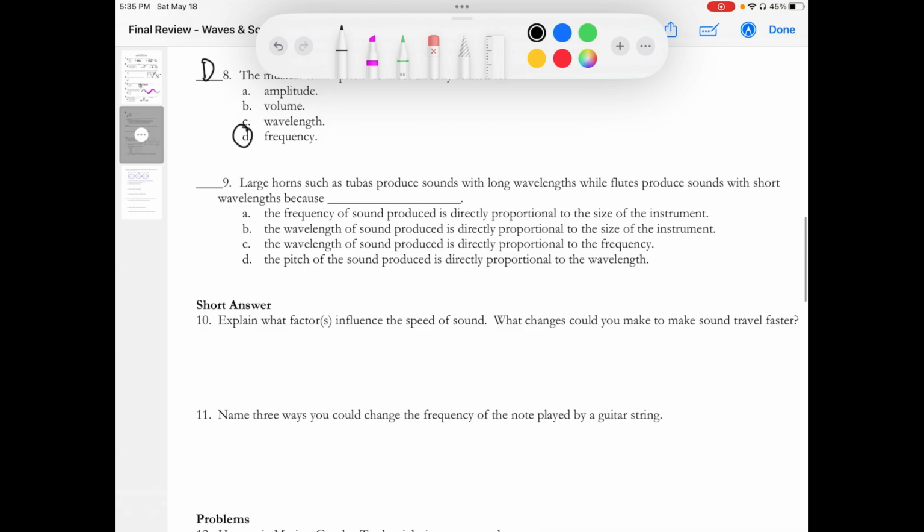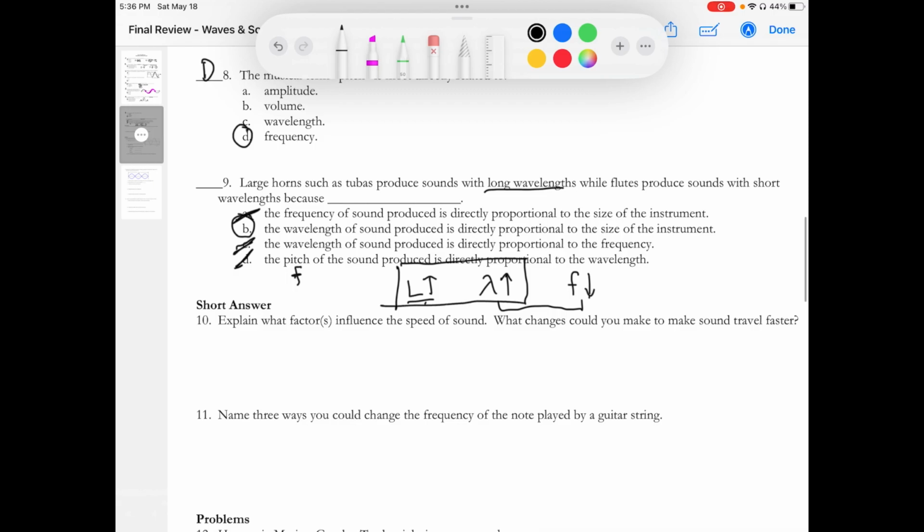For number 9, large horns such as tubas produce sounds with long wavelengths. So if the length of an instrument goes up, the wavelength of the instrument goes up. But that creates this frequency relationship because wavelength and frequency are inversely related. So I would not say A. That's not direct. If length goes up, frequency goes down. Wavelength of sound is inversely proportional to frequency, so it's not C. Pitch is another word for frequency, that's still not directly proportional. It must be B. The wavelength of sound is directly proportional to the size of the instrument.